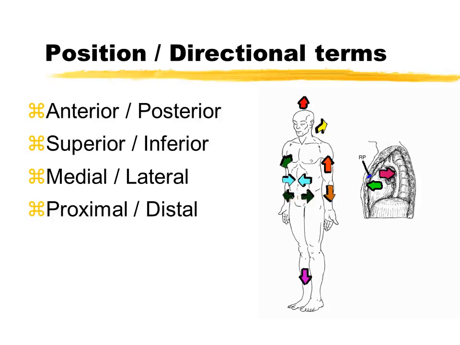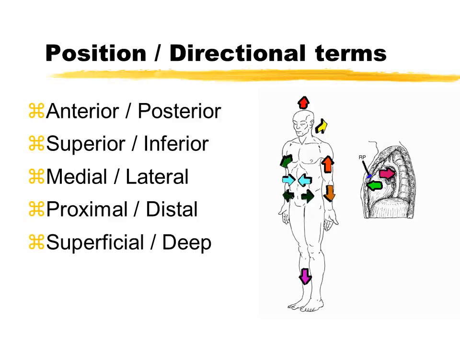Now the next pair of terms, proximal and distal, are referring to the limbs. Proximal, shown here by this kind of reddish arrow, means closer to the point of attachment, closer to the body trunk, while distal, this brown arrow here, refers to further away from that point of attachment to the trunk. So these two terms we're going to use only when we're talking about the limbs.